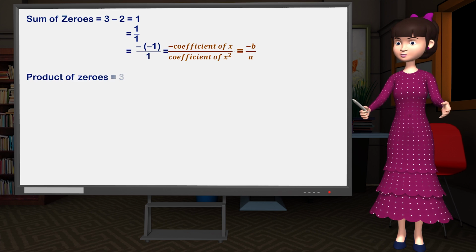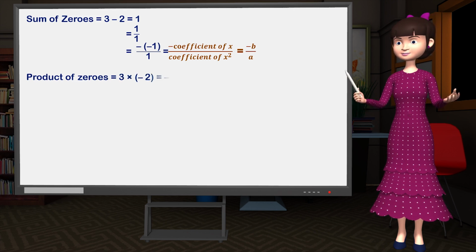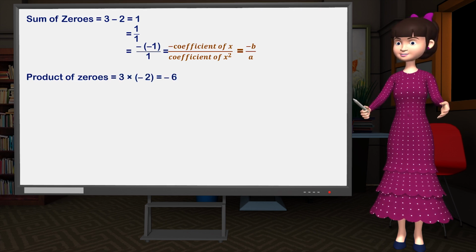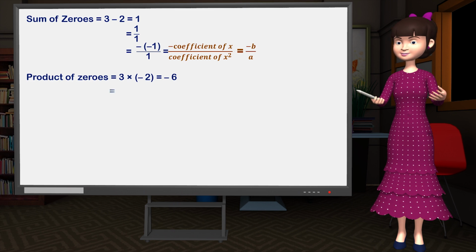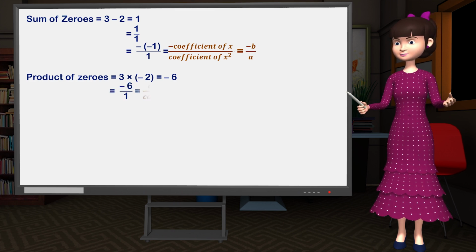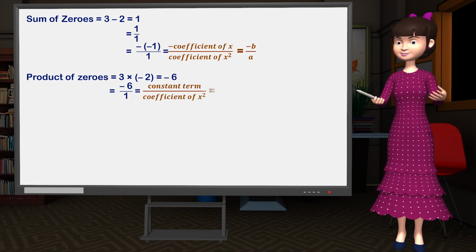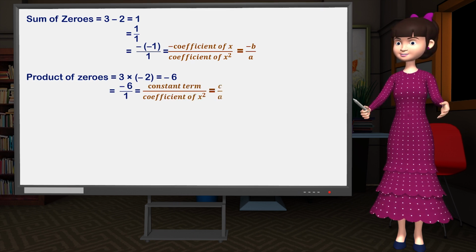Product of zeros will be 3 into minus 2, which is minus 6. Minus 6 can be written as minus 6 by 1, which is constant term by coefficient of x square, that is equal to c by a.